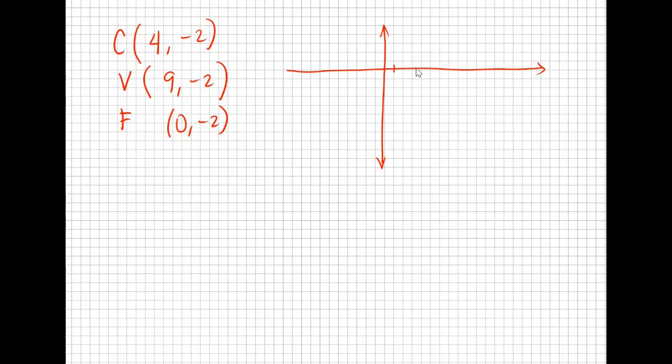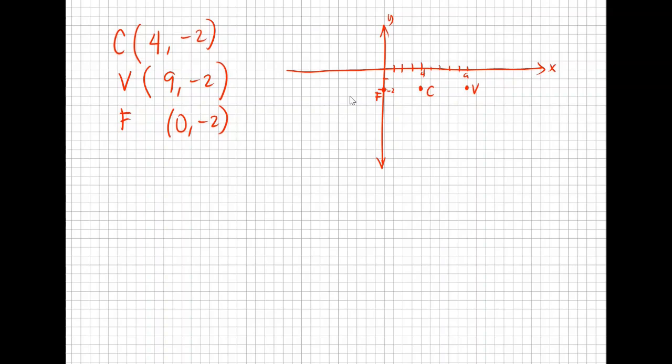So we have 4, negative 2. You have the y-axis and the x-axis. So you have positive 4, negative 2. So we have the center here. And one vertex is at 9, negative 2. So for 5, 6, 7, 8, and 9, negative 2, we have the vertex here. And one focus is at 0, negative 2. So 0, negative 2.